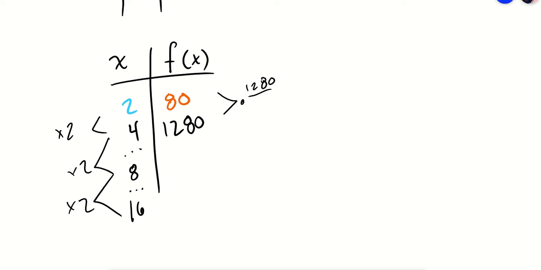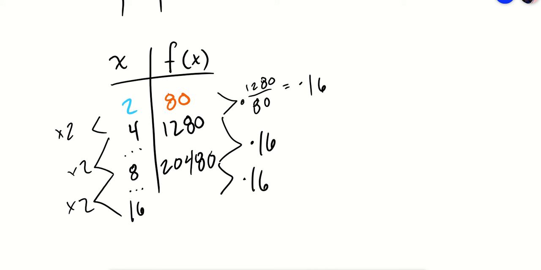So times 1280 over 80, which equals times 16. So we're going to do times 16 again. 1280 times 16 is 20,480. And that times 16 is going to be 327,680.